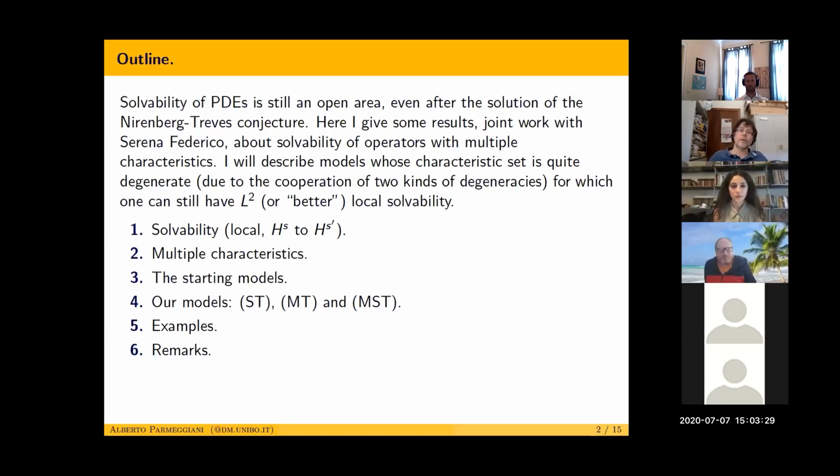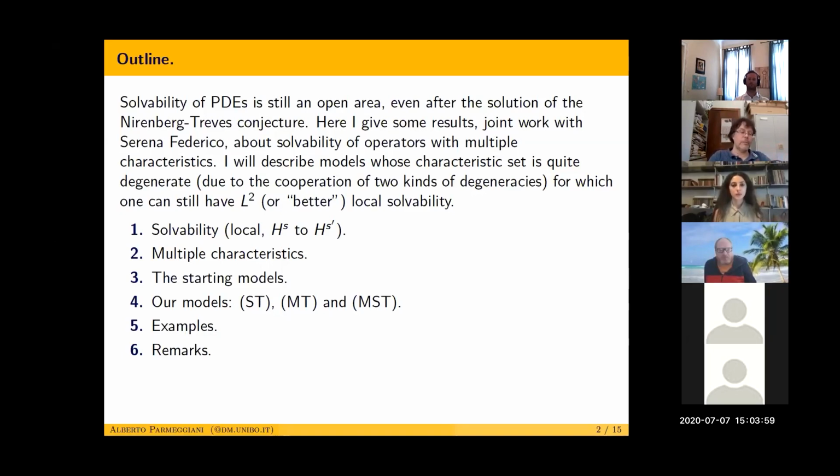And the class I will be considering is a class of operators with multiple characteristics, but they are quite degenerate. There are two sorts of degeneracies that cooperate, in a sense, and negatively maybe. We're interested in looking at situations in which one can hope at least for better local solvability. Better means better than L2.